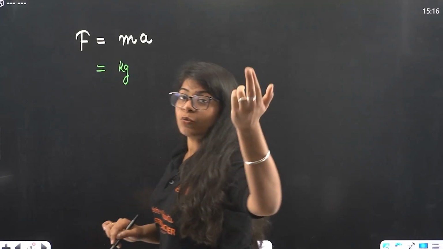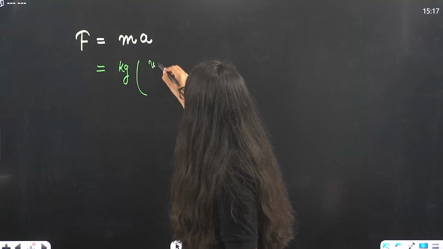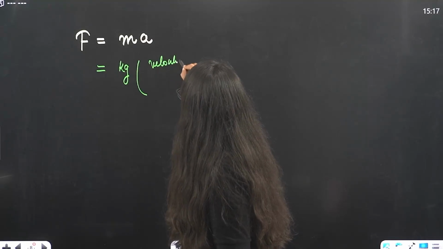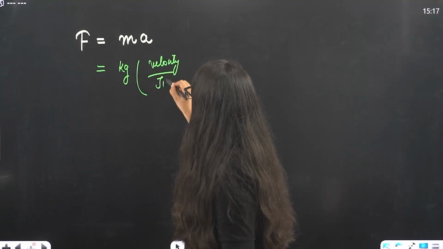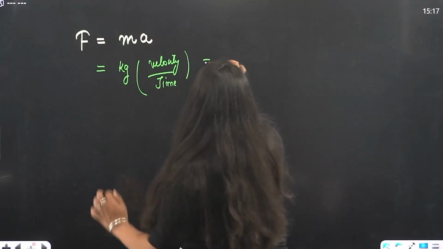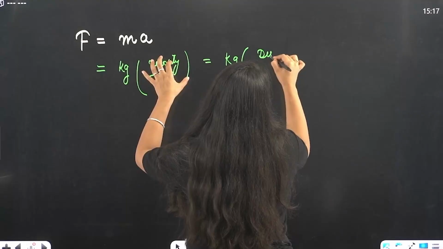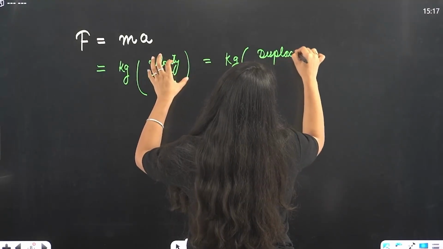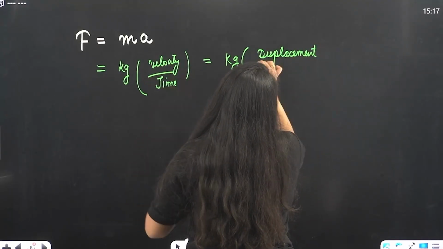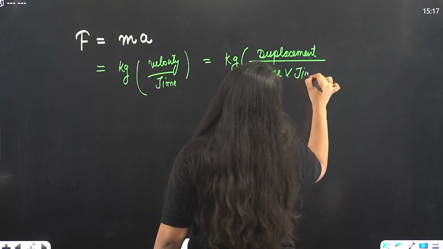What is the unit of acceleration? Let me write it down in the form of fundamental quantities. Acceleration is velocity per unit time. But velocity is still not fundamental, so let me write it in the form of fundamental. Velocity is displacement upon time, just like we did before, and this time is already here.